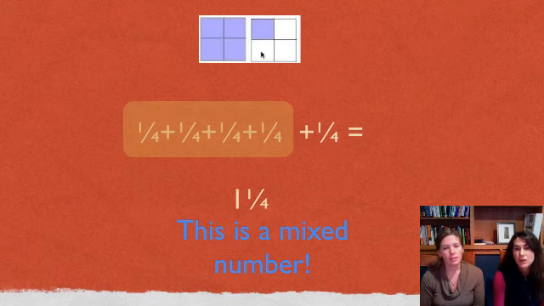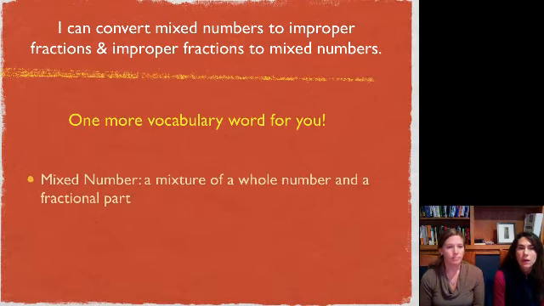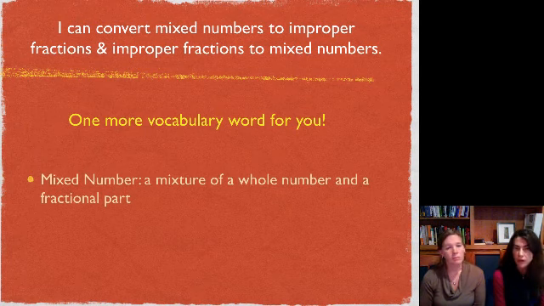Yeah. So now we're breaking this up and we can say, well, this is 1 and 1/4. This is now a mixed number. And that is the second vocab word that we want you to jot down. A mixed number is just a mixture of a whole number and a fractional part, or a fraction. So pause if you need to, and those are your 2 vocab words that you're going to look at.